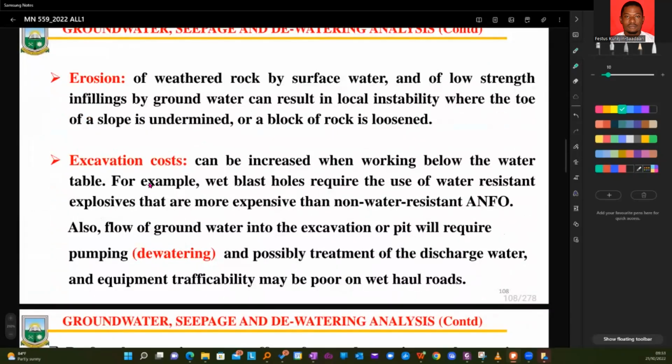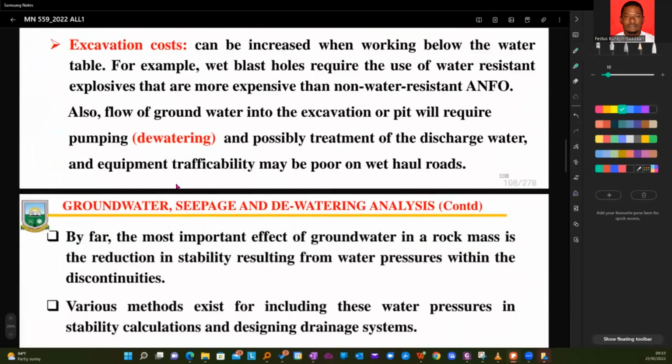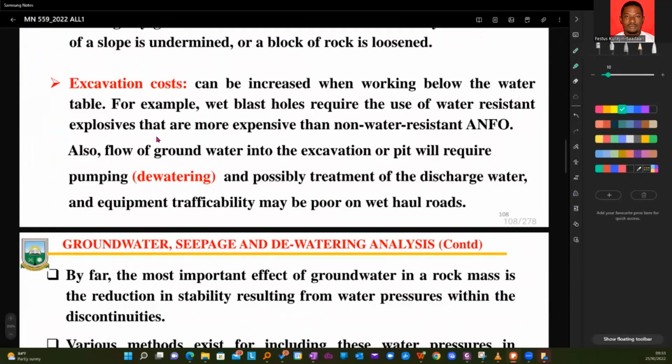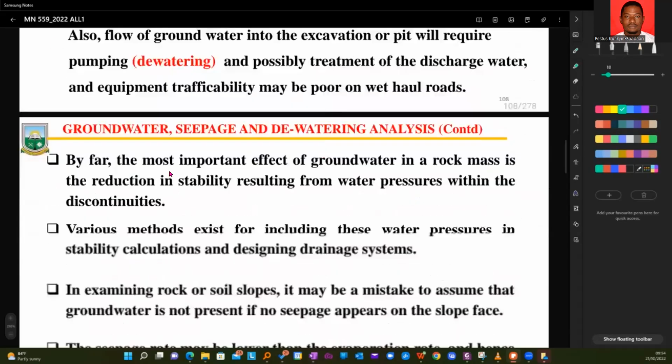Erosion, and then again excavation costs, because if you are dealing with a situation where there's so much water, this water can cause more harm in terms of the explosives you are going to use there. Water resistance: if you have a non-water-resistant ANFO, assuming you bought that in stock for your operations, and then all of a sudden there's water coming out, you would have to spend more money, leave this stock there and look for one that is water resistant, and it leads to cost.